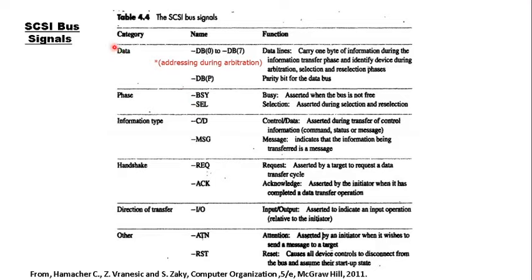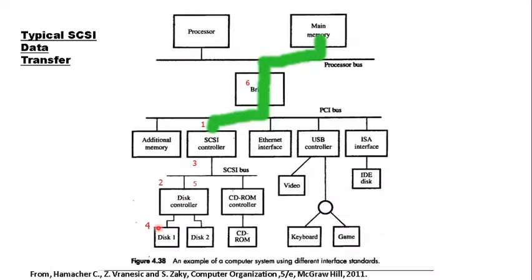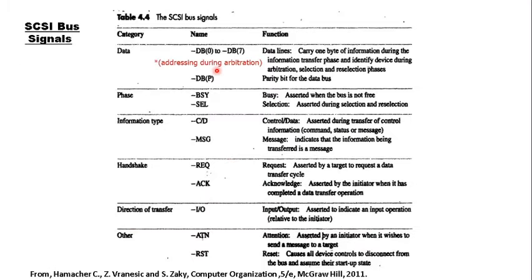First we have the DB lines. They are used for data transfer, but they also have a major role during the arbitration process. As we have seen, the arbitration process decides who will control the SCSI bus for a particular duration. During the arbitration process, the devices will usually put their identity using these DB lines.